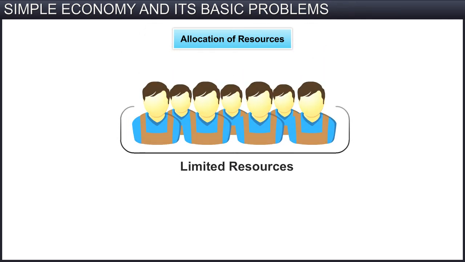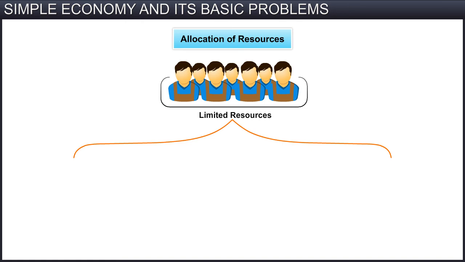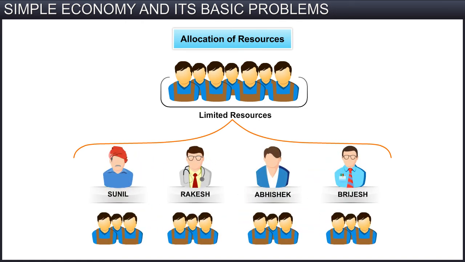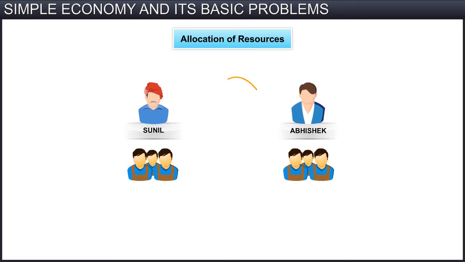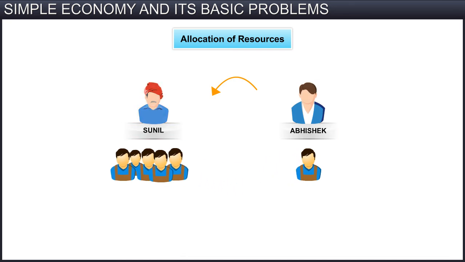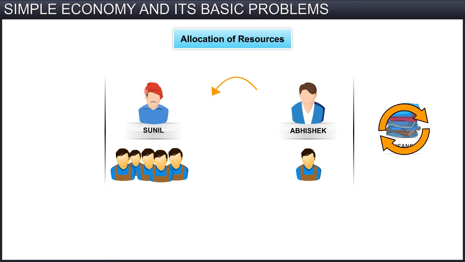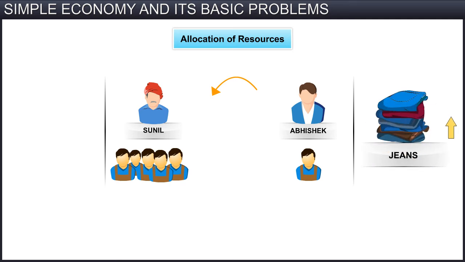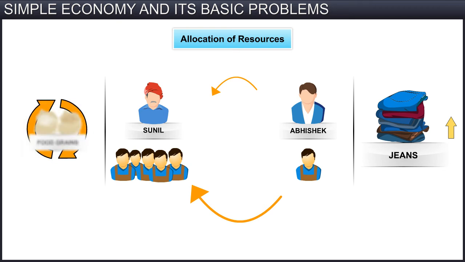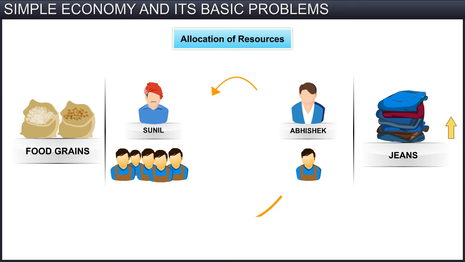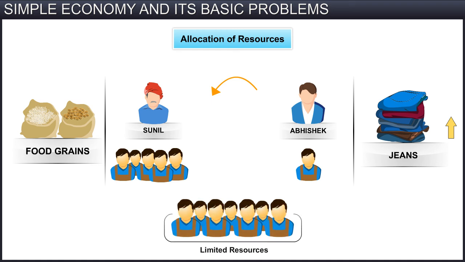But since the resources are limited, it means that we only have those from within the friends group to draw on, as there are no more available. So, for this, we have to transfer some of the resources from Abhishek, who is a firm owner, to Sunil. Let us assume that jeans are produced in large quantity. We can therefore divert some of the resources from the production of jeans to the production of food grains. In this way, by shifting the resources from production of one good to another, the limited resources can be used in the best possible way.